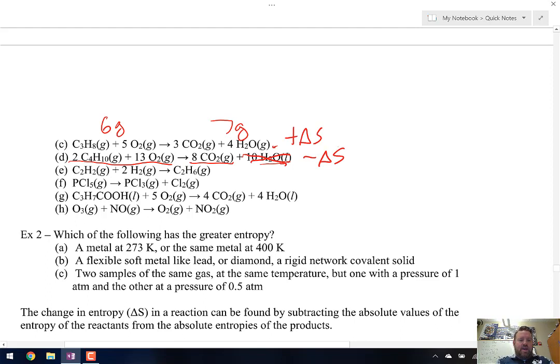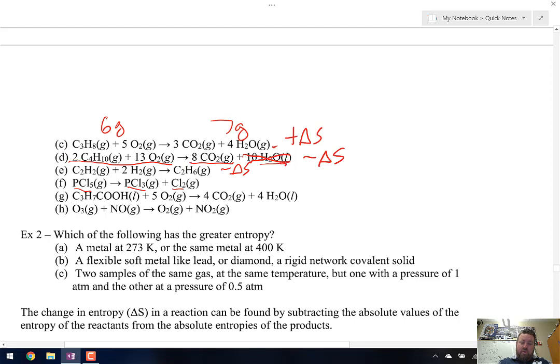Letter E, you're going from 3 gases to 1 gas. Again, that's a negative delta S. And I don't know if there's any of them in here like this or not. Oh yeah, looks like there is, so we'll get to one here in just a second. Letter F, you're going from 1 gas particle to 2 gas particles.